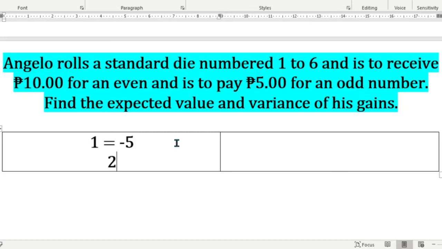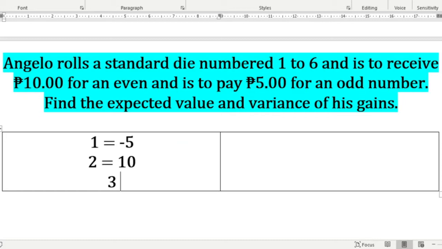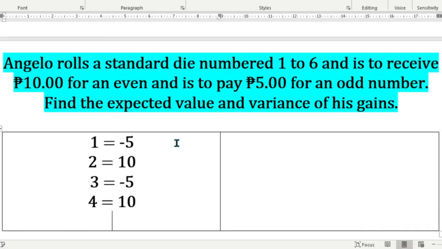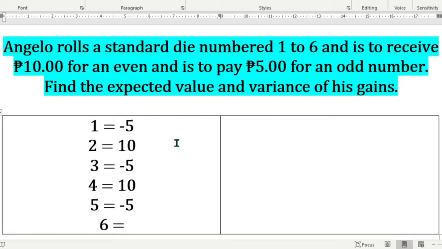Next, if 2 comes out, since 2 is an even number, then he will be given 10 pesos, that is positive 10. And if 3 comes out, since it is odd, he will be paying 5 pesos. And if 4 comes out, and 4 is even, he will be given 10 pesos. If 5, he will be paying 5 pesos. And if 6, he will be receiving 10 pesos. What we have done here is we have listed all possible outcomes of our experiment. We have 1, 2, 3, 4, 5, 6. That is the sample space in our probability experiment.